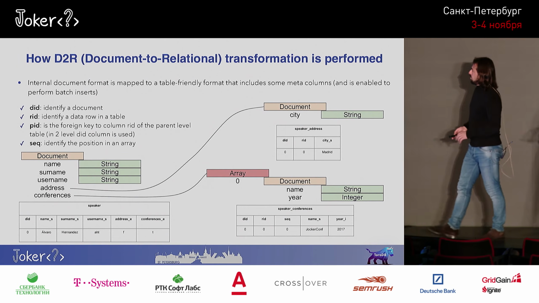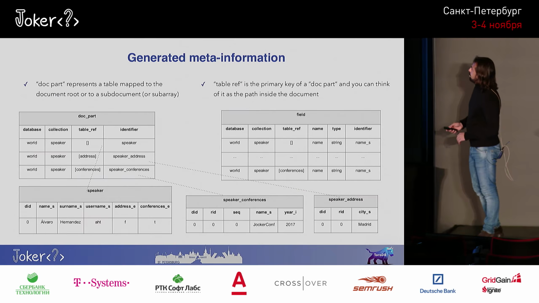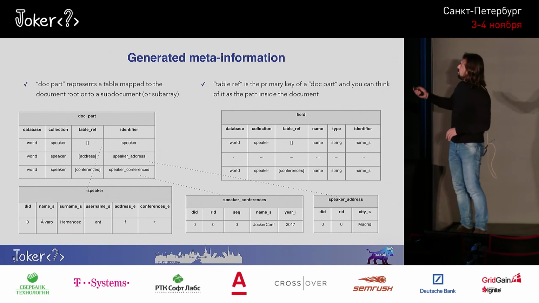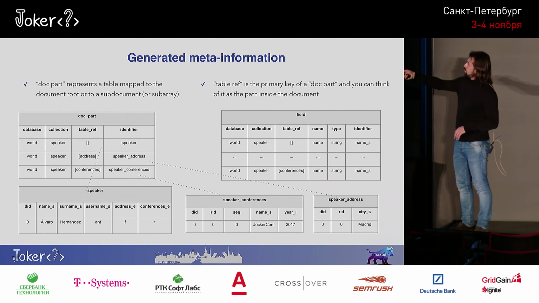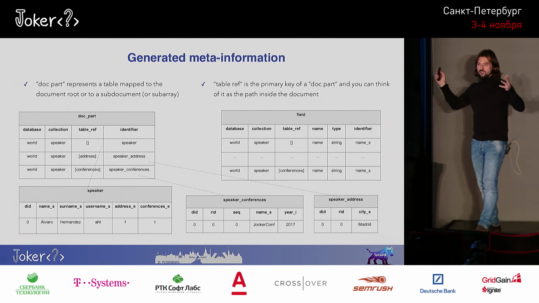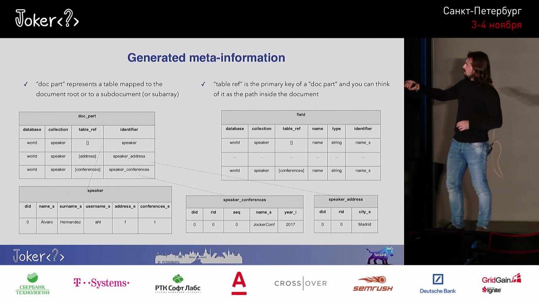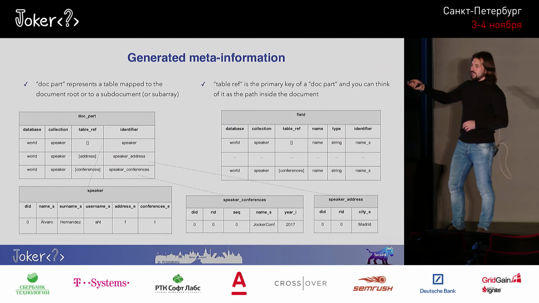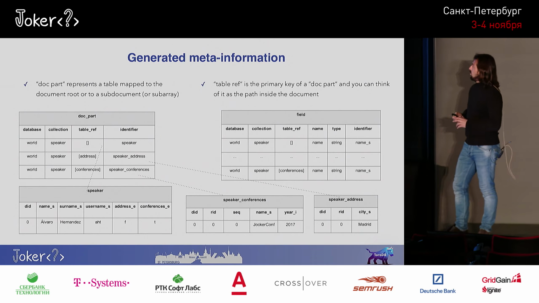And this is basically what it explains here. So I don't want to use more time here. There are a few metadata tables, like docpart. Docpart is basically a metadata table which contains the tables that resemble the document shapes that we have created. The more important part here is the table reference, which is like the path of these documents.